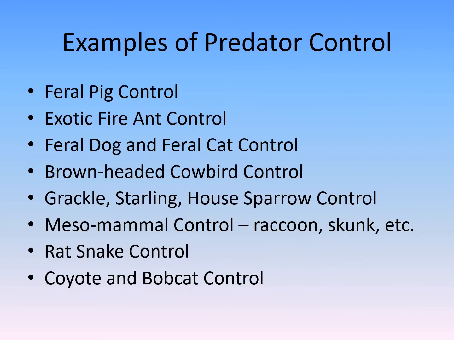All right, with that being said, let's go into the different examples of predator control that are available for the wildlife tax valuation. Some of these, like I said, are about exotic species and some are about native species. Here's a list of the different predator control options, such as feral pig control, exotic fire ant control, feral dog and cat control, brown-headed cowbirds, grackles, starlings, house sparrows, mesomammals, which include raccoons, skunks, things like that, snakes, and then finally coyote and bobcat control. I'll talk a little about each one of those.